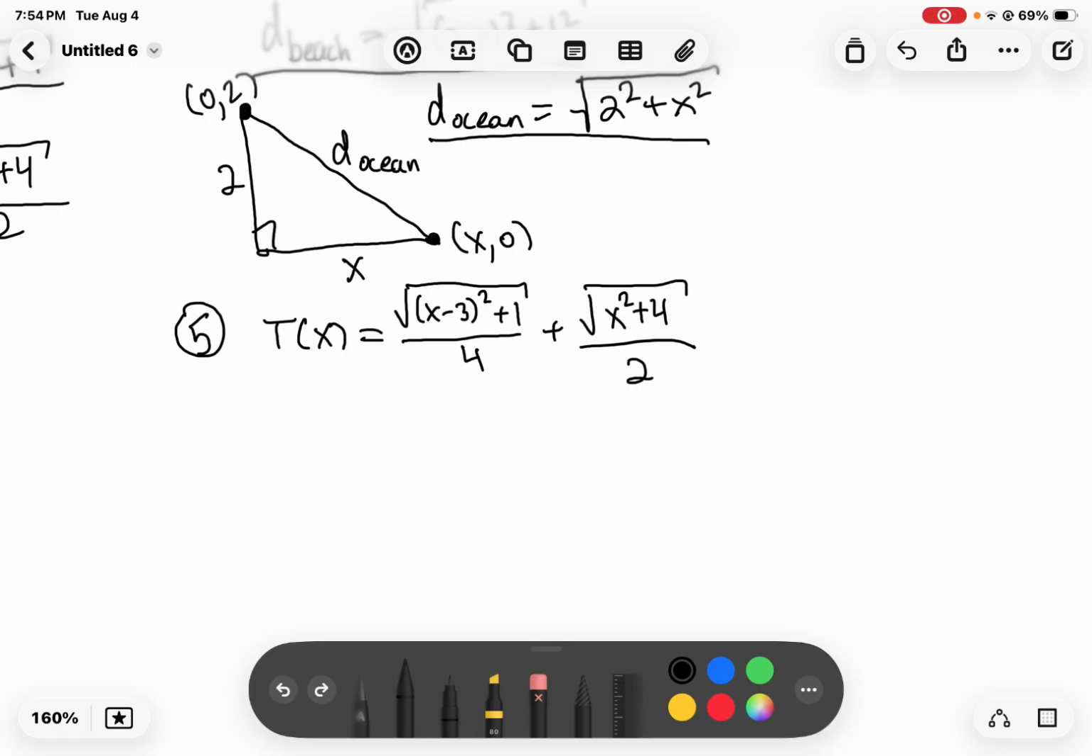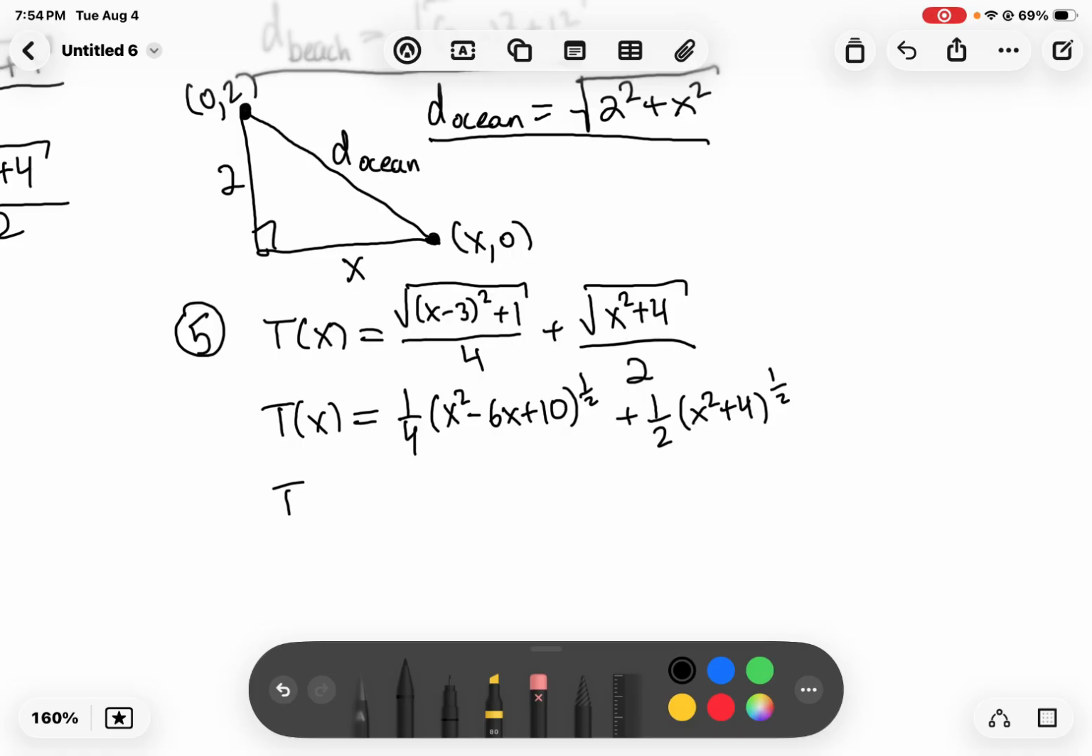We have our function t of x as given here. We can rewrite this as 1/4 times (x minus 3) squared plus 1, to the 1/2 power. But I'm going to go ahead and expand that out. (x minus 3) squared is x squared minus 6x plus 9, plus 1, so it becomes plus 10, all to the 1/2 power. And then the other term can be rewritten as 1/2 times (x squared plus 4) to the 1/2 power. Now let's go ahead and differentiate.